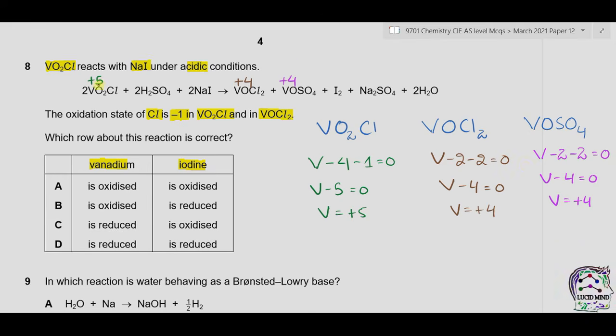So we can see that the oxidation state changes from +5 to +4, it is decreasing, so therefore vanadium is reduced. Now for iodine, we have sodium iodide. In sodium iodide, sodium is +1, iodide is -1. In molecular iodine, the oxidation state of iodine is 0. So from -1 to 0 is called oxidation. So iodine is oxidized. The correct answer is therefore C.